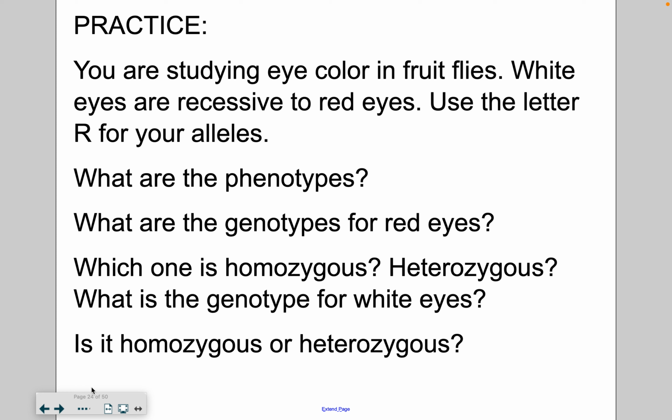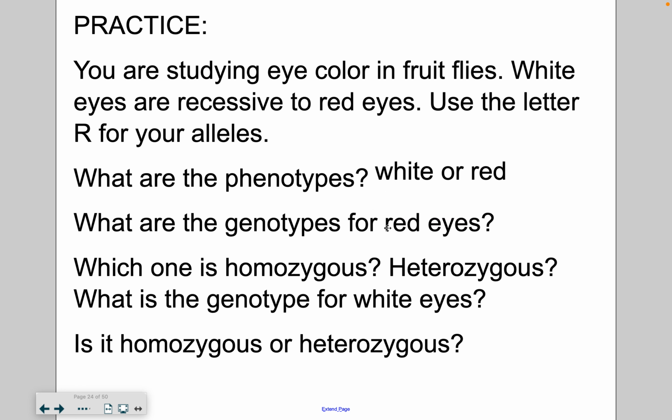All right, I got one more here. Okay. You are studying eye color in fruit flies. White eyes are recessive to red eyes. Use the letter R for your alleles. What are the phenotypes? All right, so we are looking at eye color in fruit flies, and they can be, looks like, white eyes or red.